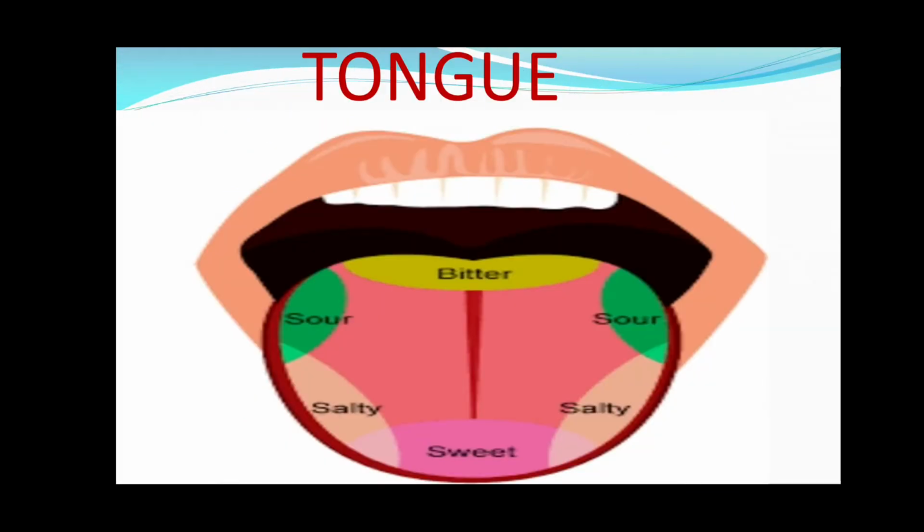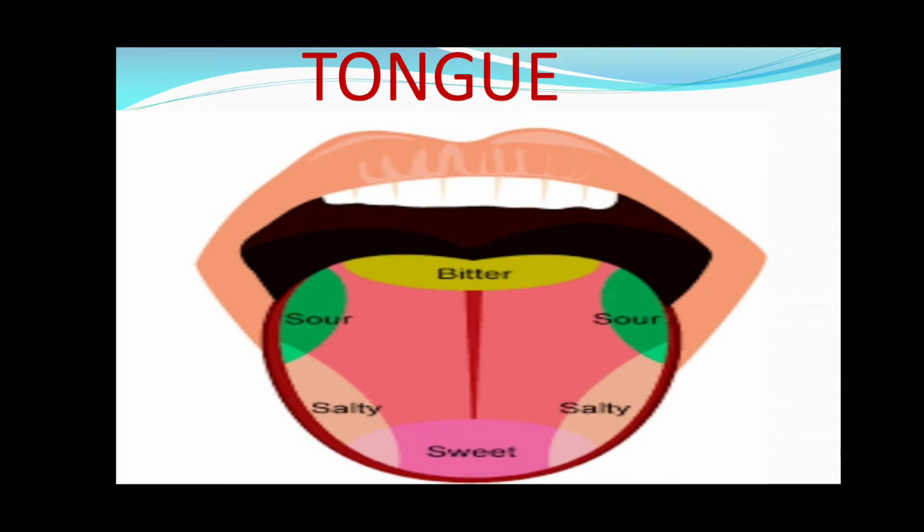Next is the tongue. The tongue is a muscular organ which is present inside the mouth. It is 10 centimeters long and it has 10,000 taste buds, or tiny bumps, present on it. The tongue helps us to taste various things. It also helps us to speak, and these taste buds send messages to the brain, which in turn tells us the taste of the food.